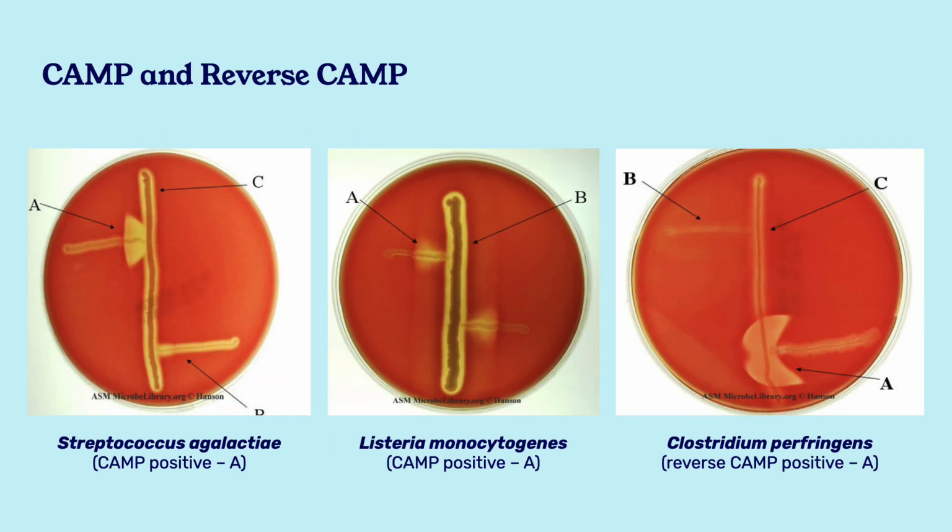So here are the CAMP reactions for Streptococcus agalactiae and Listeria monocytogenes, and here is the reverse CAMP reaction for Clostridium perfringens. These are the ones that you'll probably want to know for the boards and for the context of this class.